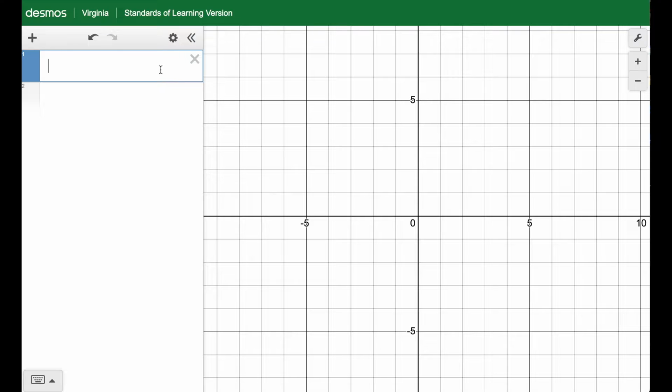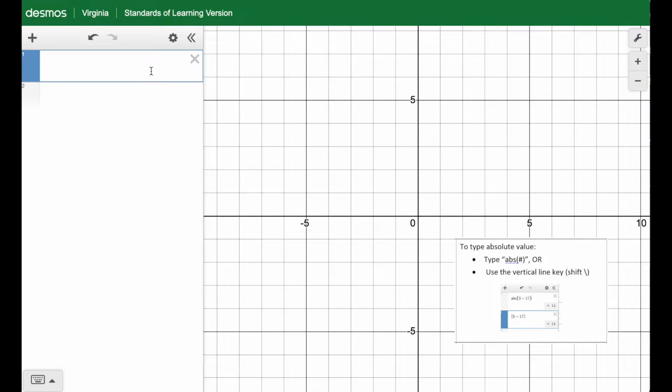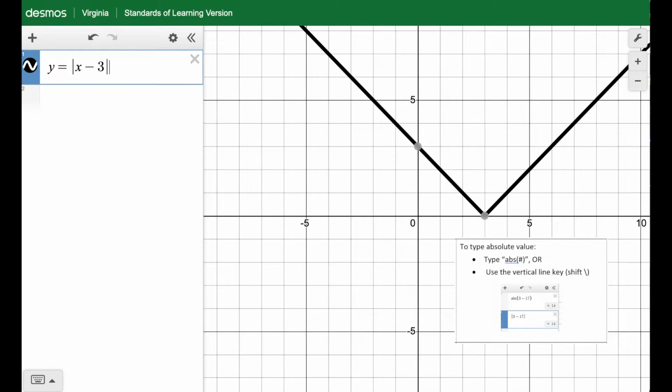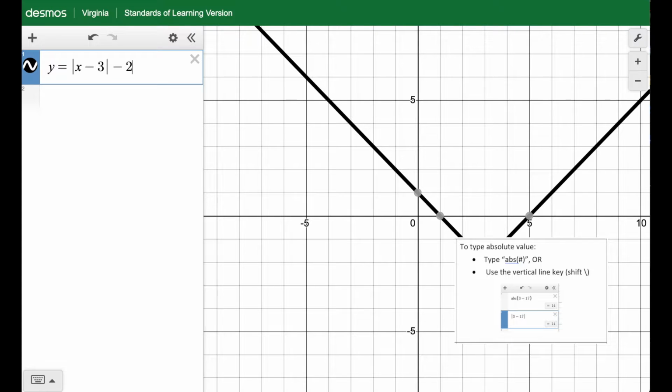Moving on, in the next box, if you want to type an absolute value like I just did, use the vertical line character that's in the second to top row all the way to the right of the keyboard; you have to use shift. You could say something like x minus 3, complete the absolute value, and then minus 2. That's one way of typing an absolute value.